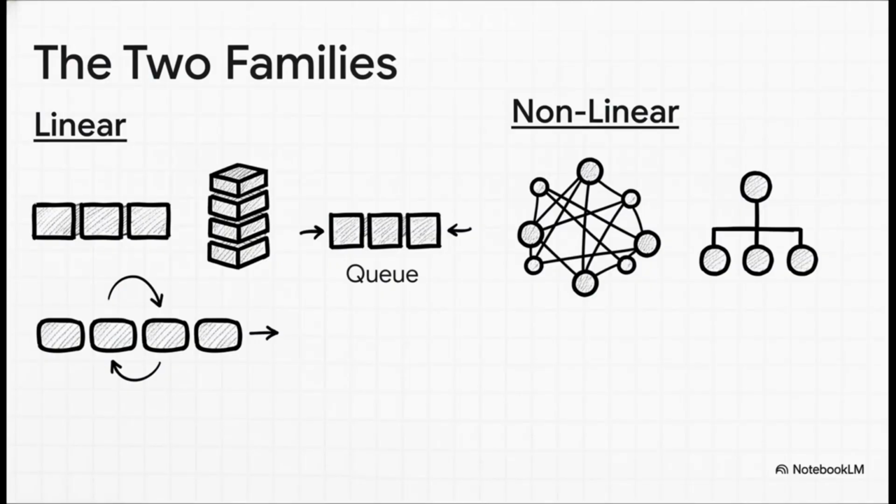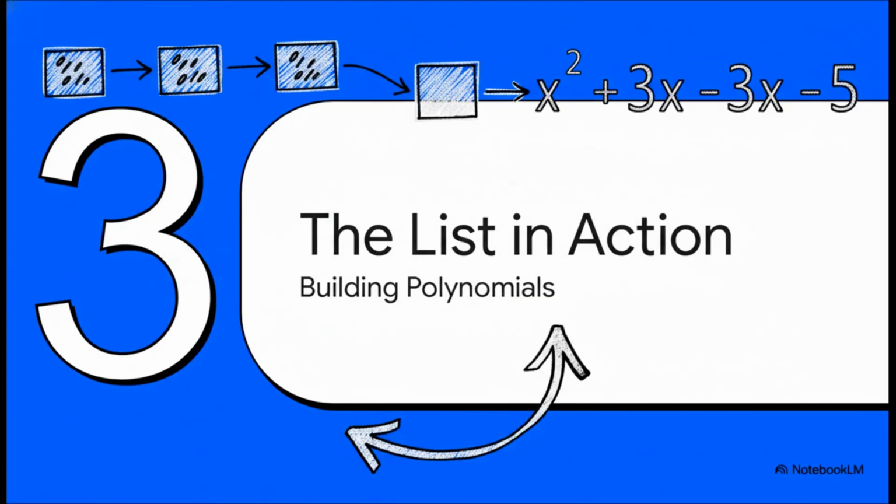So for linear structures, you've got things you've probably heard of, like arrays, stacks, and linked lists. They're all basically different kinds of lists. For nonlinear, the big ones are graphs, which kind of look like a web or a network, and trees, which have that classic root and branch shape. For today, we're going to focus mostly on that linear family, just to see how powerful even these simple sequential structures can be.